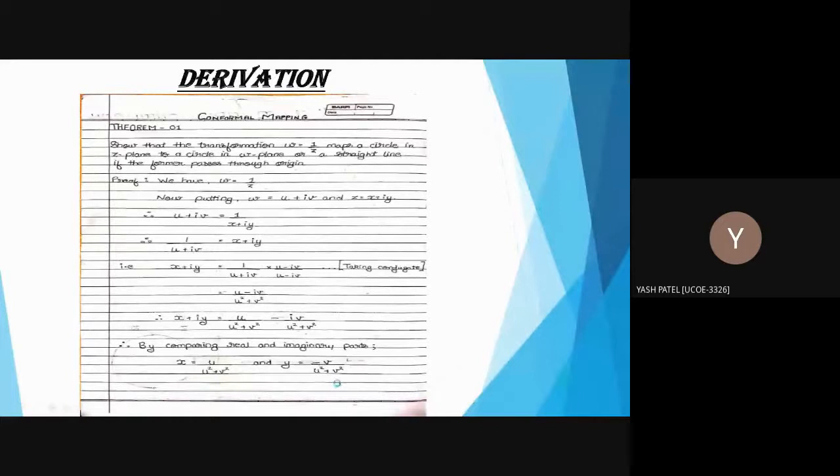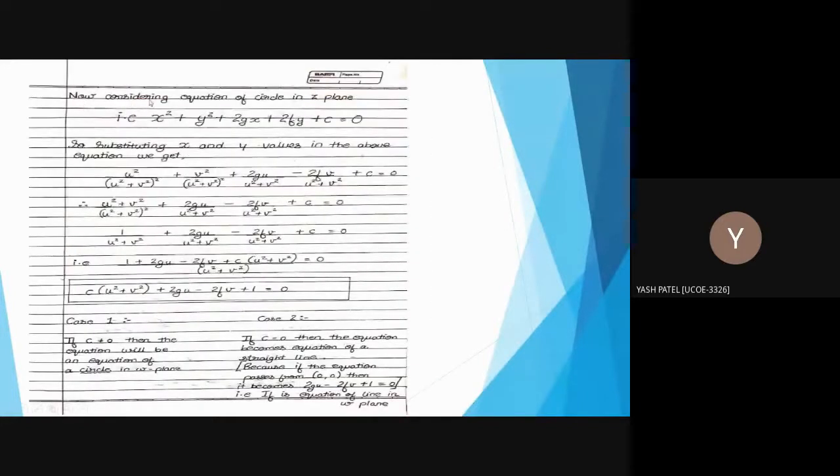Now, we all know the basic equation of a circle in Z plane, that is X square plus Y square plus 2gx plus 2fy plus c equal to 0. So substituting the X and Y values which we got in this equation, we get u square upon u square plus v square the whole square plus v square upon u square plus v square the whole square plus 2gu upon u square plus v square minus 2fv upon u square plus v square plus c equal to 0.